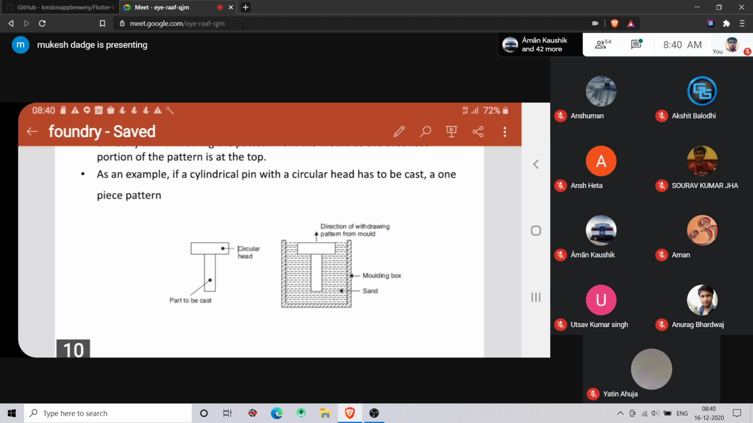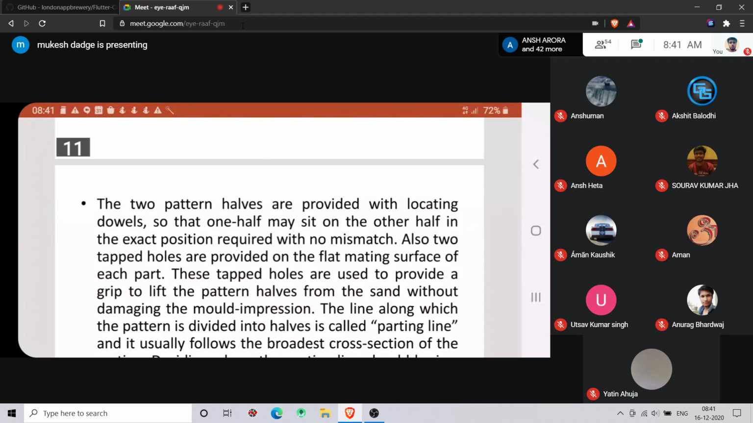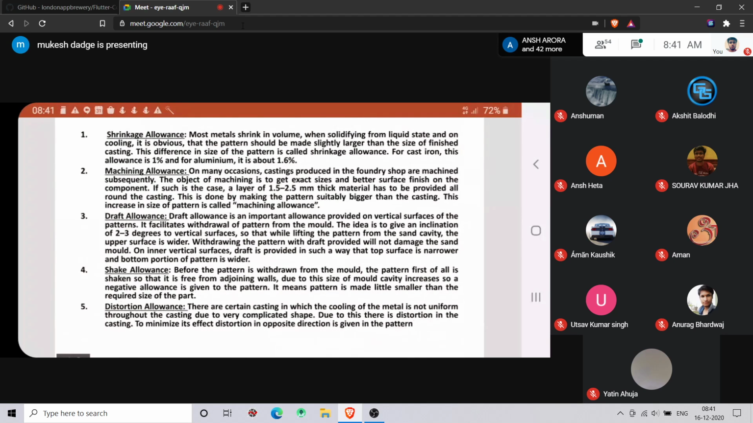Taper is provided, right? So it will be easily withdrawn. That is its taper allowance. So it may be 2 to 3 degrees for the pattern.